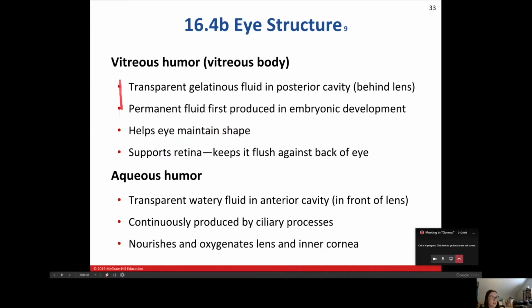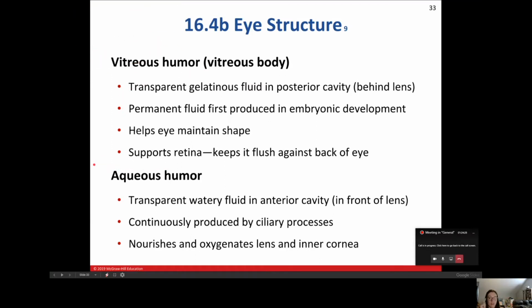Sometimes, if you get these jelly-like pieces of the vitreous humor that break off and float around in the back of your eye, that is what you see when you see floaters. If you look at something really bright and you see little things floating across your eye, it can be parts of that vitreous humor.